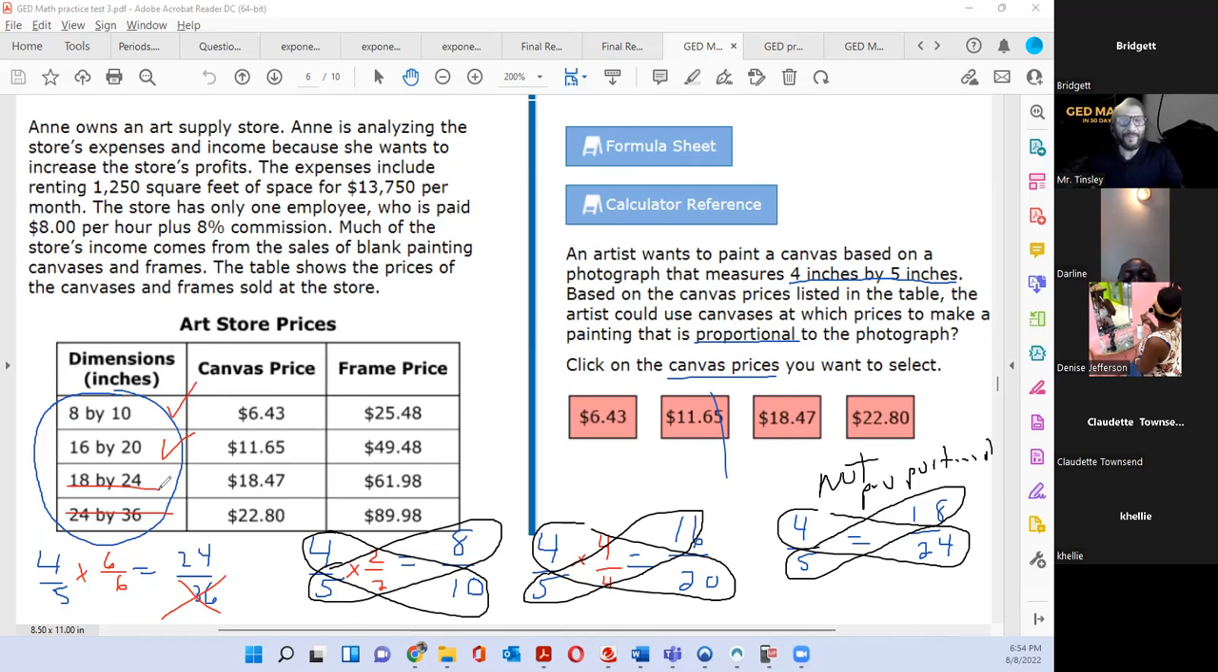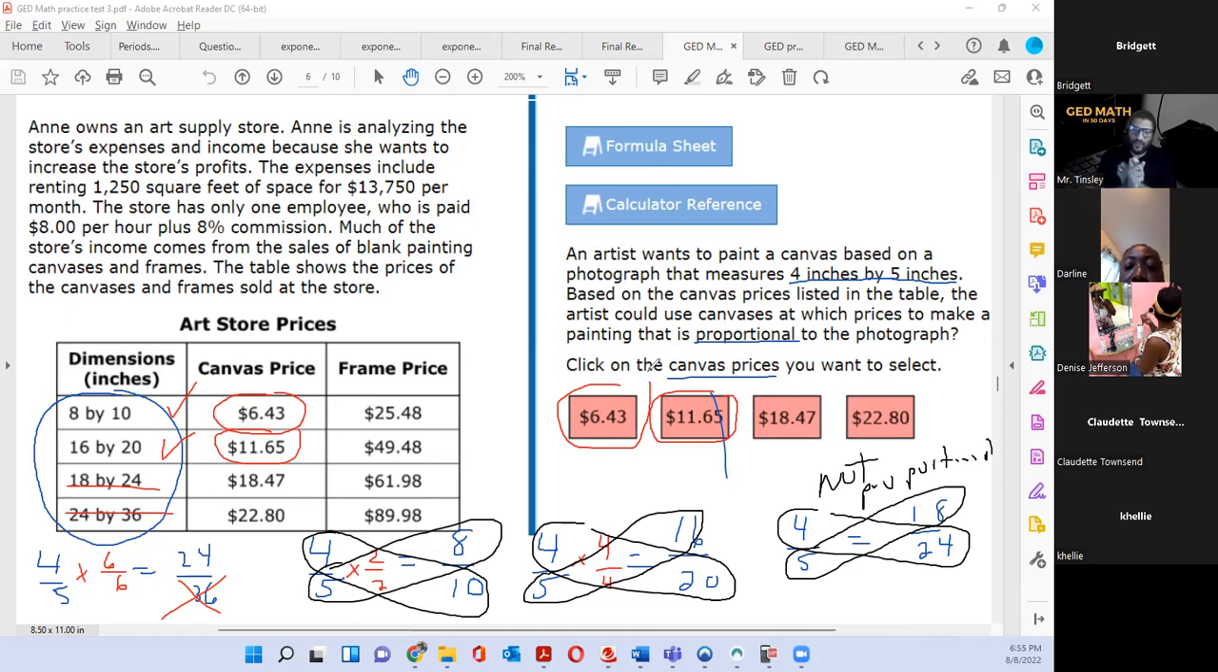But that's not the step they wanted. They want to know the prices of the canvases that are proportional. So to get the prices, they are 643 and 1165. So these two you must check. Most people get this problem wrong. Again, the key word in this question was proportional.